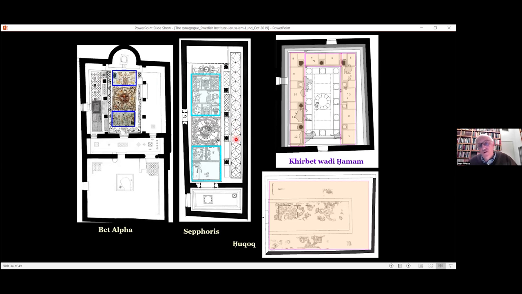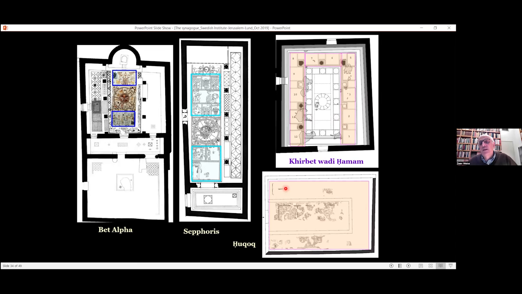Here they included also some inscriptions. In the synagogue at Hurvat Hammam, dated to the late 3rd, early 4th century, and the synagogue from Hukok from the early 5th century, we find the biblical depictions spread all over the mosaic, in the center, in the main hall, but also in the aisles.